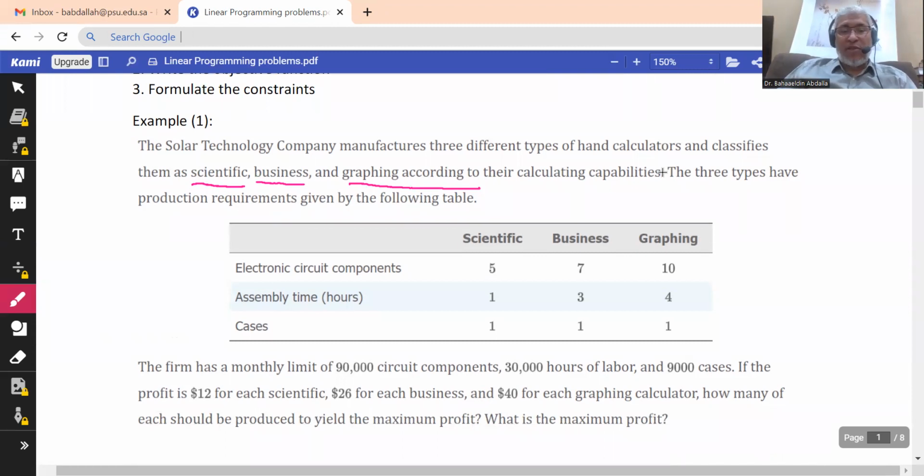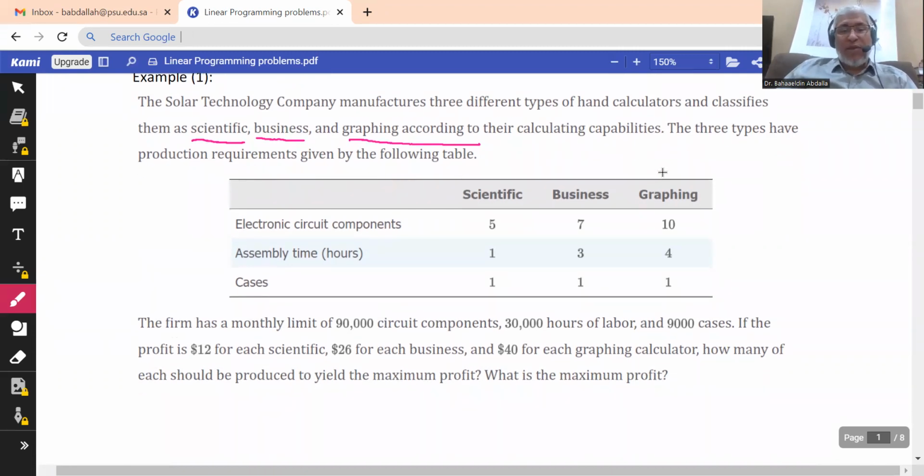So here we have electronic circuit components, and the scientific calculator needs 5 of them, the business needs 7 of them, and so on. And here is the assembly time in hours. The graphing calculator needs 4 hours, scientific needs 1 hour. And for cases, we put each calculator in a case, so each one of them needs 1 case.